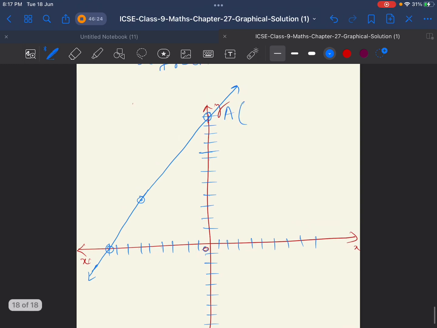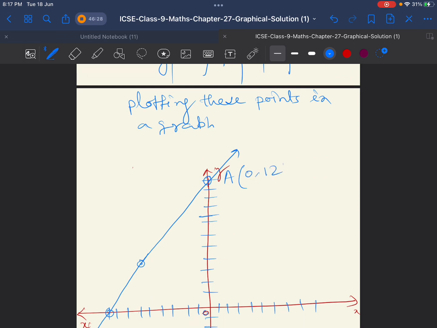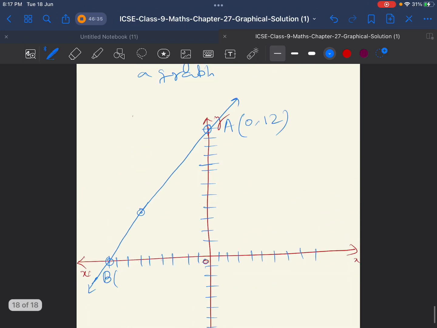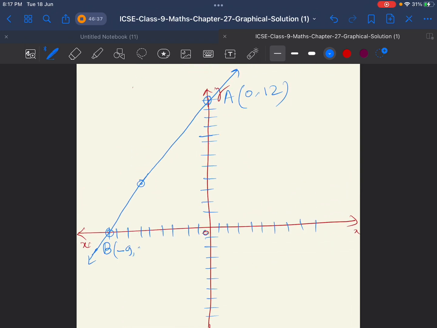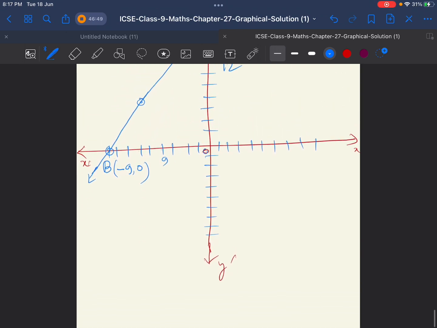So here we get a triangle. O is the origin. This point is A, this is the 0, 12 point. This is B point. So this is minus 9, 0. Okay, so the length of OB is 9 and the length of OA is 12.